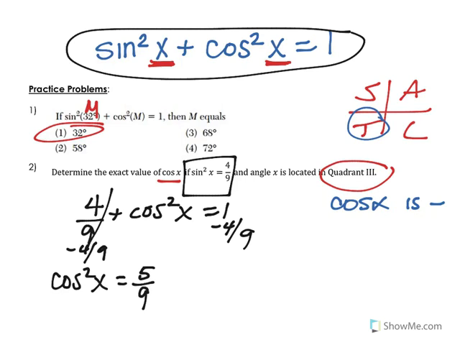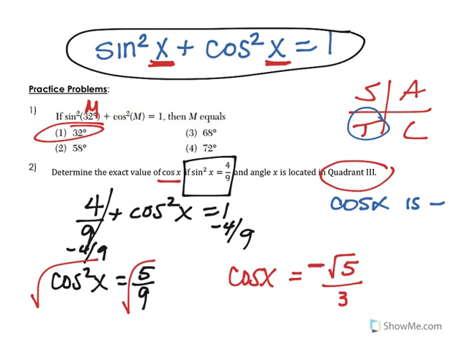And now if I want to get just cosine of x, because right now I have cosine squared, I'm going to take the square root of those. So now this gives me that cosine of x is equal to the square root of 5 over, and square root of 9 is just 3. But keep in mind, we said we were in quadrant 3 before, so I know that this has to be negative. And there's my answer.